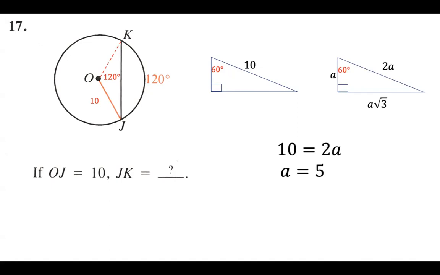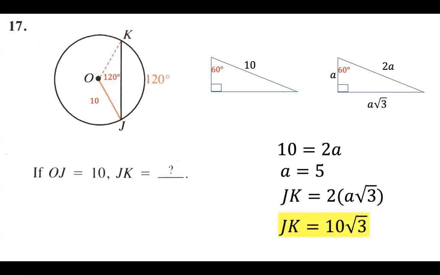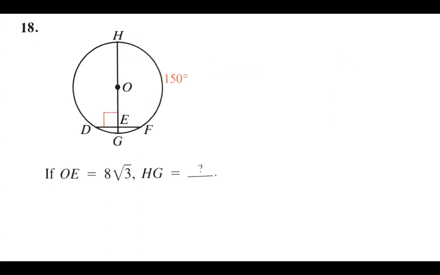Now, what are we trying to find? We're trying to find JK. So that's the long leg, which is A root 3, but that's half of the big triangle. I need two of them. So JK is 2 of those A root 3s. And if A is 5, 5 times 2 is 10, you get 10 root 3. So there's number 17. Believe it or not, 18 is done the same way. It's going to be a special right triangle.